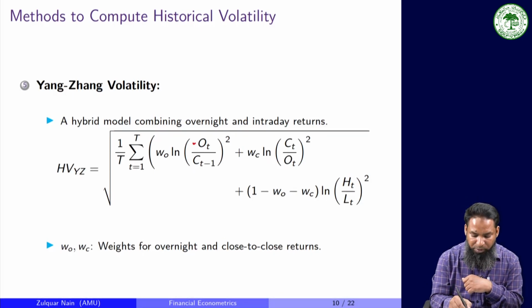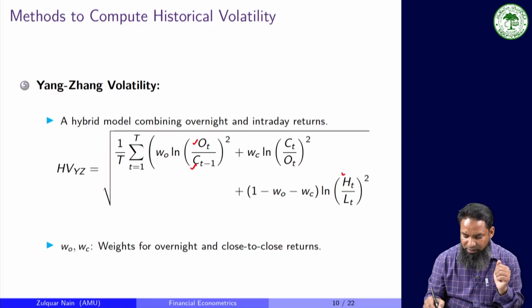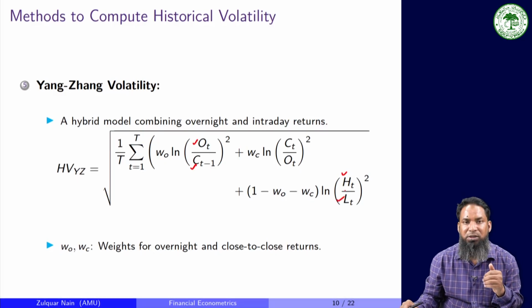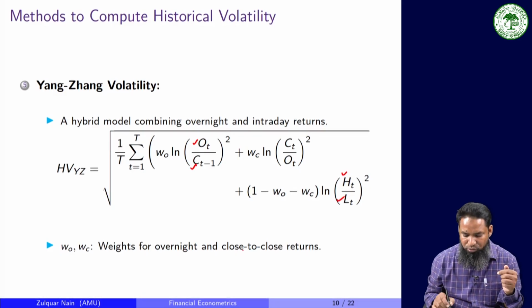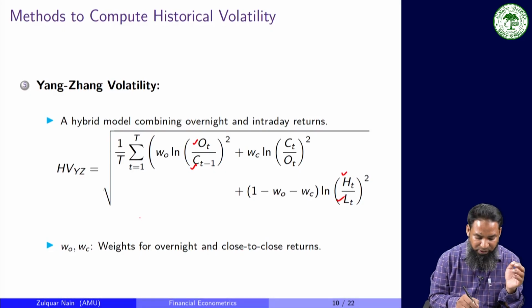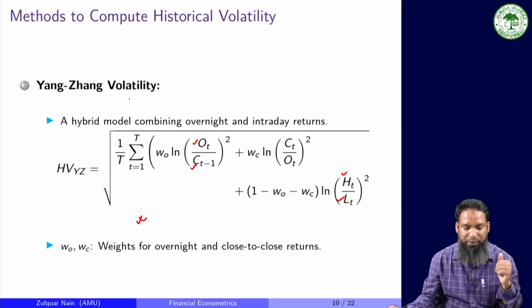Here again, the open price and the close price of the previous period, and here again the high and low prices of the day. Here WO and WC are the weights for overnight and close-to-close returns, and we can use this particular formula to calculate the Yang-Zhang volatility. So these are the 5 methods we have.